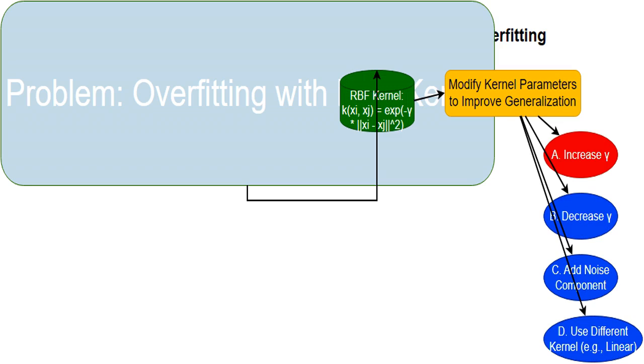This equation describes the radial basis function, RBF, kernel. It calculates a similarity score between two data points, x and x'. The score depends on the distance between the points and a parameter, gamma. A smaller distance results in a higher similarity score. Gamma controls how quickly the similarity decreases with distance. A larger gamma means similarity drops off rapidly, making the model focus more on local patterns.